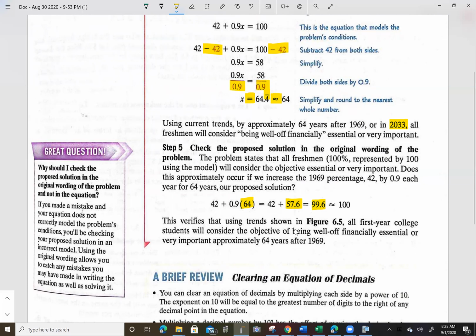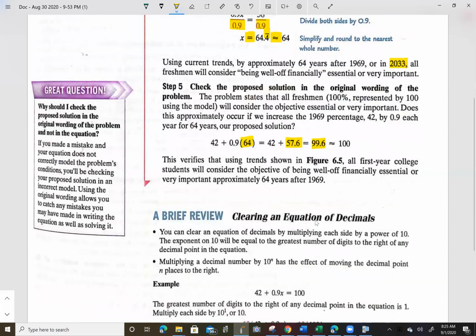But that's interesting because this probably doesn't take into account things that have happened since, in the real world, since this book was written. Okay.